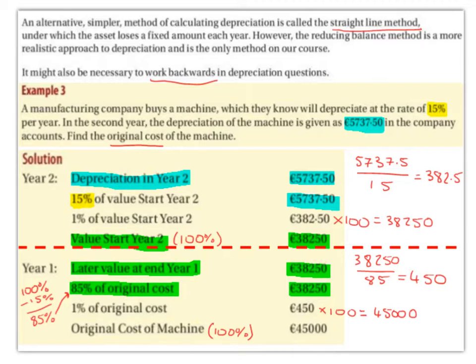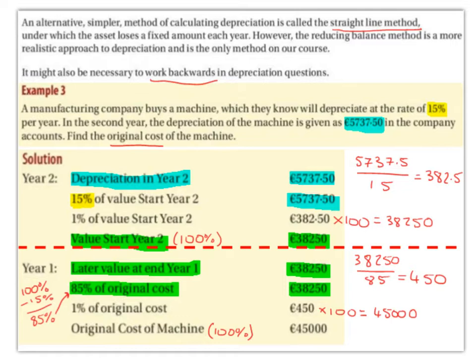So now we need to work back to year 1. So the value at the end of year 1 was €38,250. So this was 85% of the original cost, because 100% minus the 15%, which is the depreciation rate, is 85%. So this amount must be 85% of the original amount.